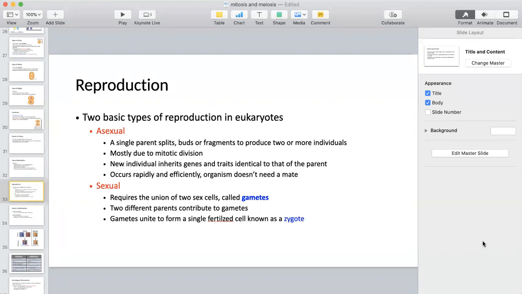Okay. Write this down. Sexual reproduction requires the union of two sex cells, okay, and we call those gametes. So for sexual reproduction to take place, two different parents are contributing to the formation of this new individual. Okay, the gametes are going to unite. The gametes are sex cells, the sperm and egg are going to unite and create a fertilized cell that we'll call a zygote. Okay, write that term zygote down.